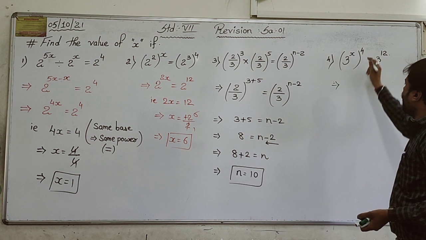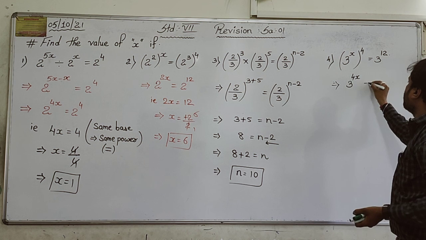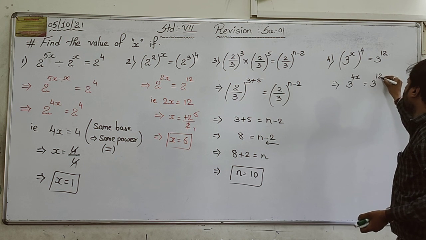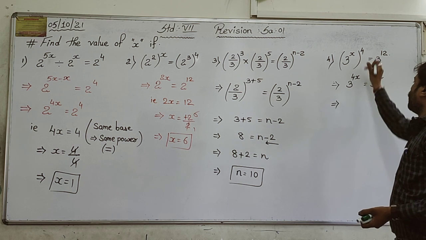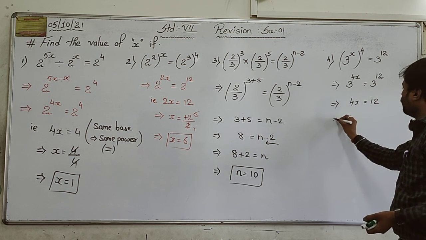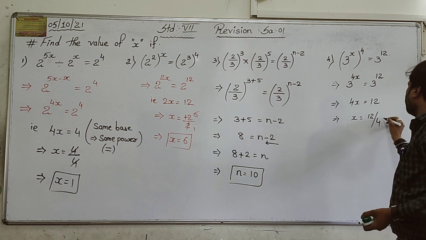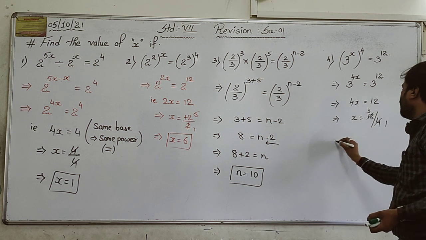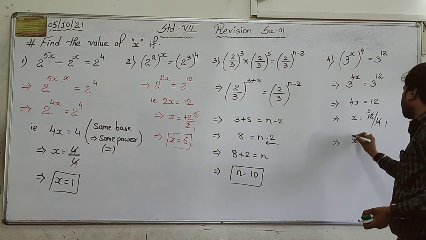Law of power. So 3 raised to 4x is equal to 3 raised to 12, which implies base are same so powers are also same. So 4x is equal to 12. x is equal to 12, 12 ones are 12, 4 threes are 12, x is equal to 3.